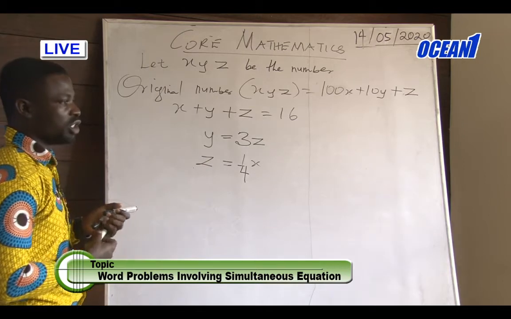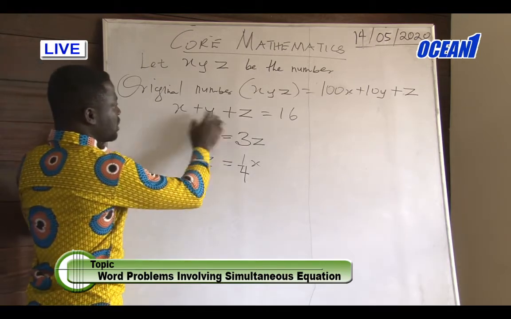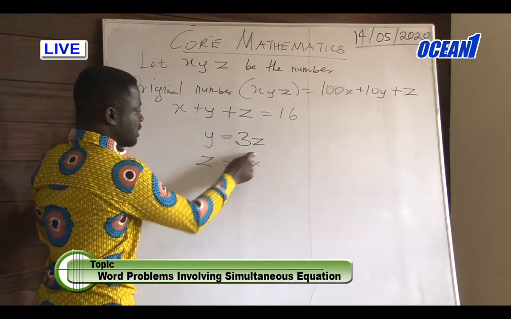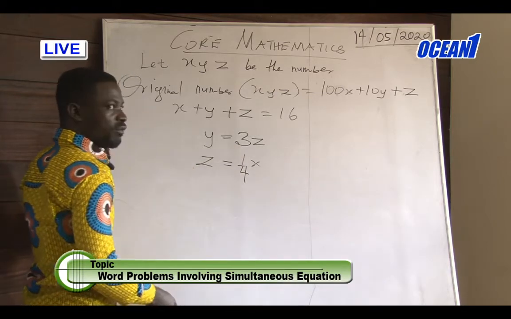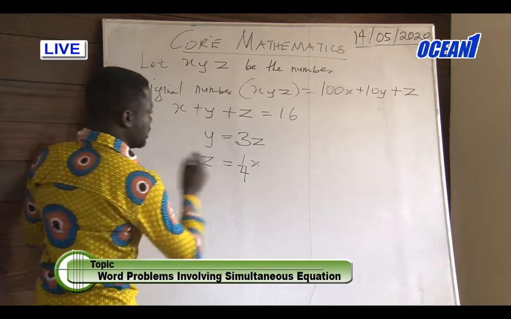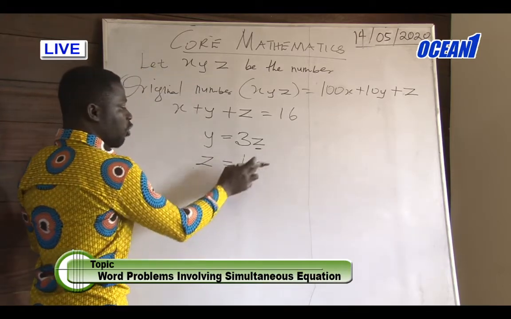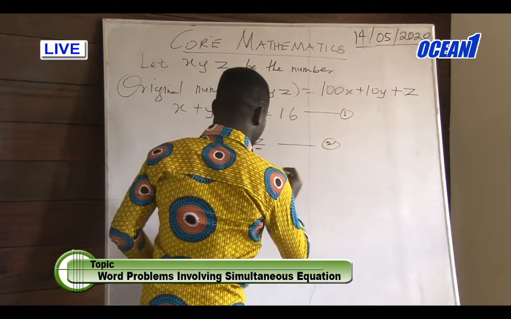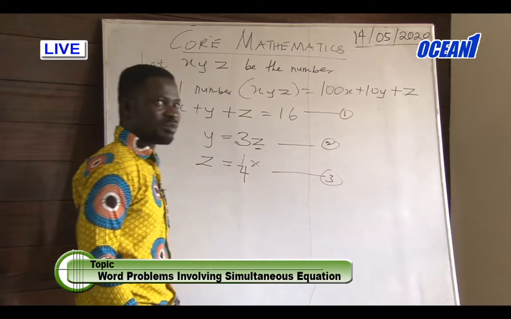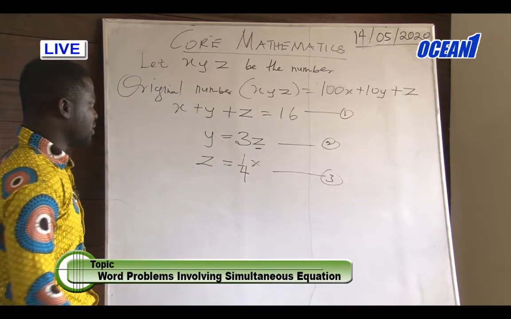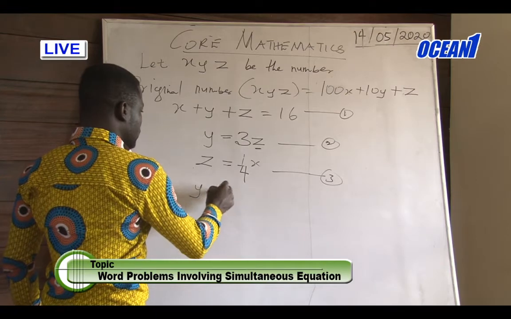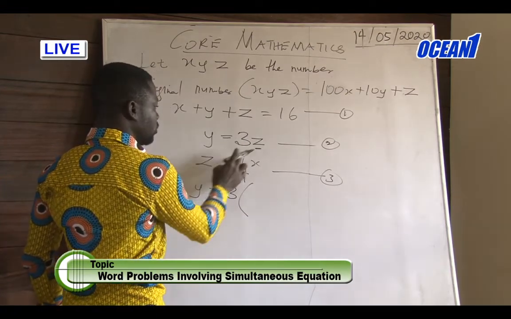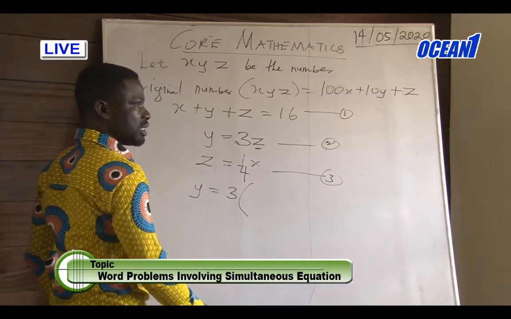How do you solve them simultaneously? The first one is complex, involving 3 variables. So let's look at the next two. y = 3z, z = x/4, or 1/4 x. Let me call these equation number 1, equation number 2, equation number 3. So our y will be equal to 3 multiplied by z, substituting z, which is 1/4 x, in the second equation.